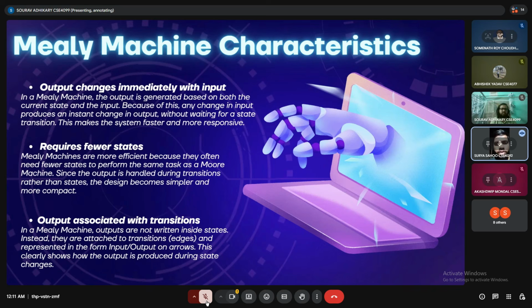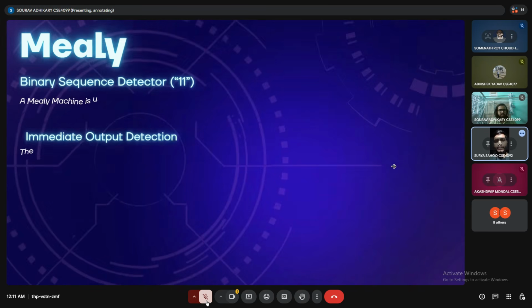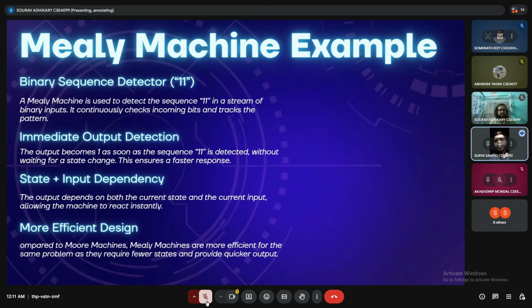Then the output is associated with transitions. Now in a Mealy machine, outputs are not written inside the states. Instead they are attached to transitions, or edges, and represented in the form of input/output on arrows. This clearly shows how the output is produced during state changes. And the next slide is explained by my friend Uday.